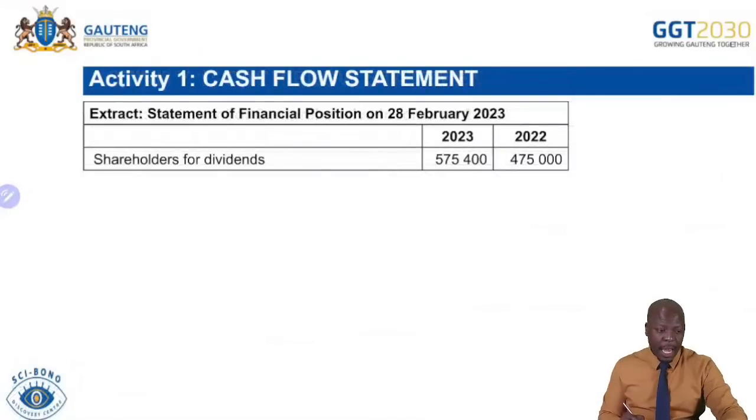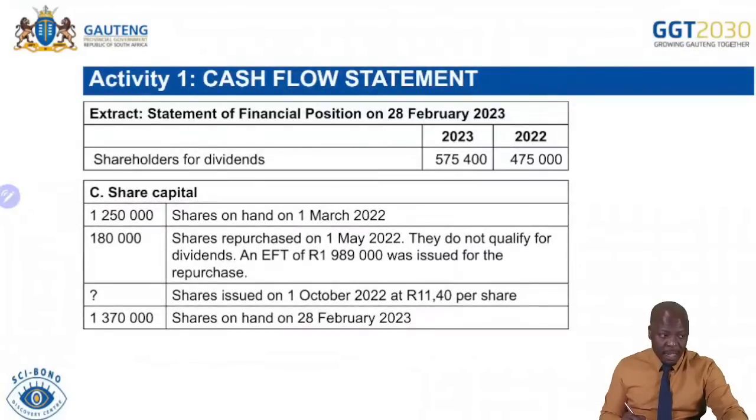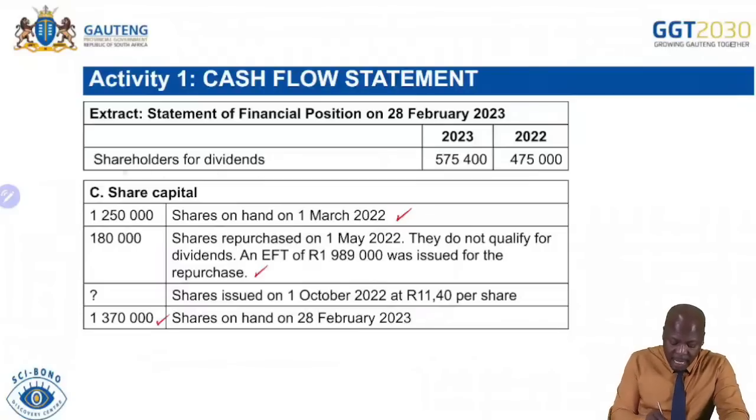Okay, so I'm going to move on now to the next calculation. The next calculation has to do with dividends, and it says on the information, we are given 1,250,000 shares at the beginning, and then there was 180,000 shares which were repurchased, and then we are told we issued shares here, and then we have that at the end of the year. But one of the most important things that we have to remember is when we are given the statement of financial position, we are given what is known as shareholders for dividends. So these are your final dividends.